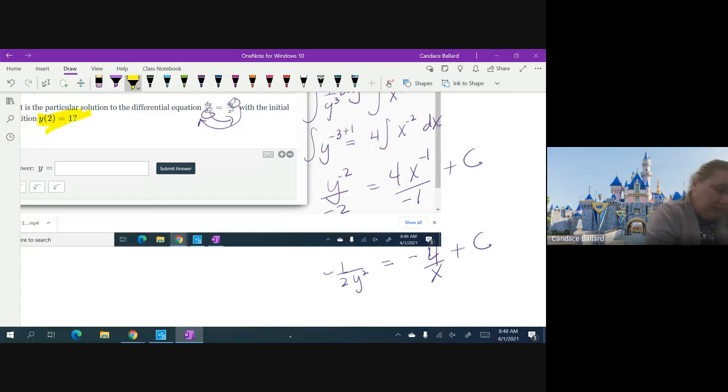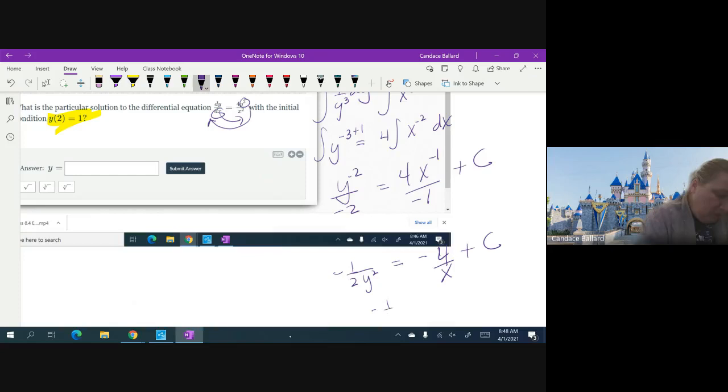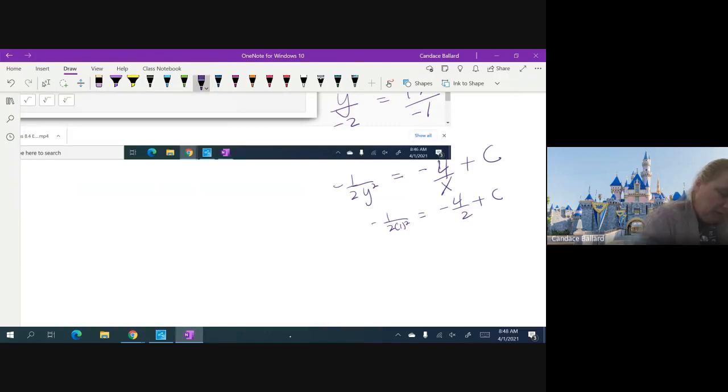So I'm going to plug the initial condition in there. We're going to do negative 1/2, and we're plugging in 1 for the y, so 1 squared equals negative 4 over 2 plus c. So this is negative 1/2. I'm going to leave this in halves because if I simplified it, I would just have to scale it back up. I'm going to add the 4 halves to the other side, which will give me 3 halves is c.